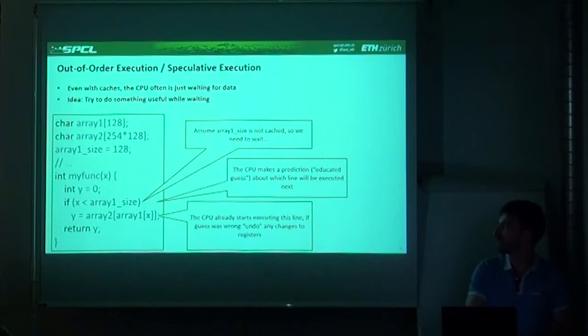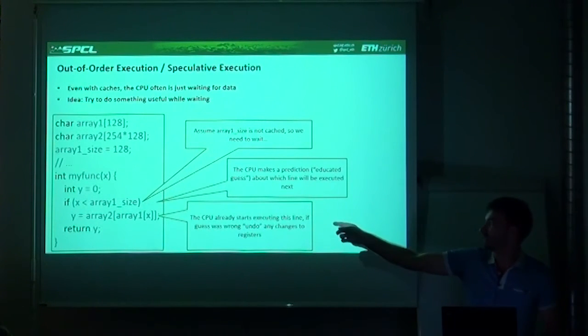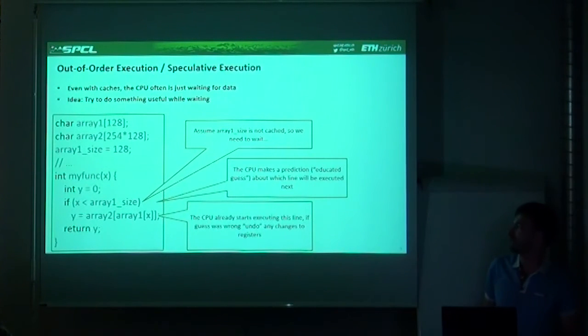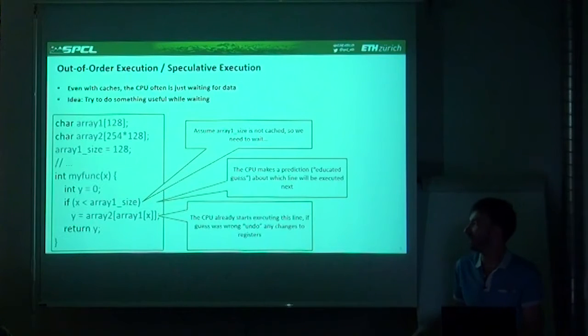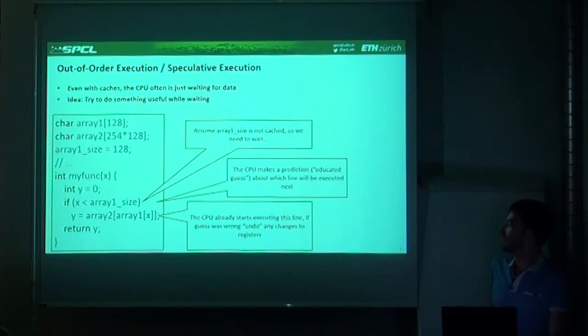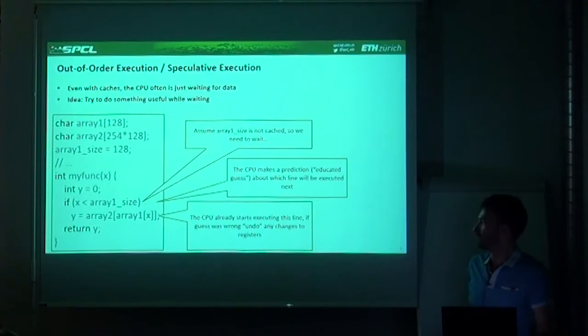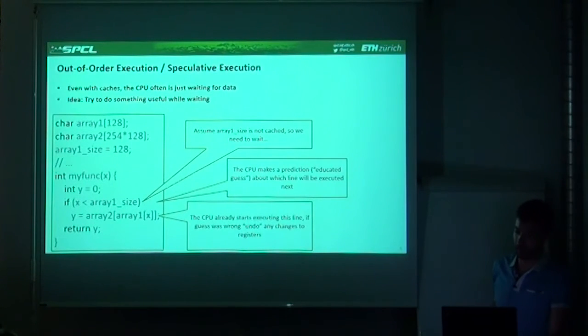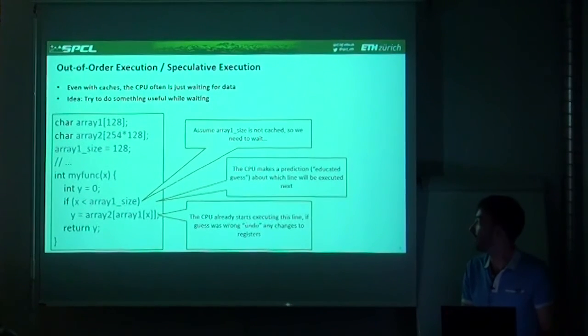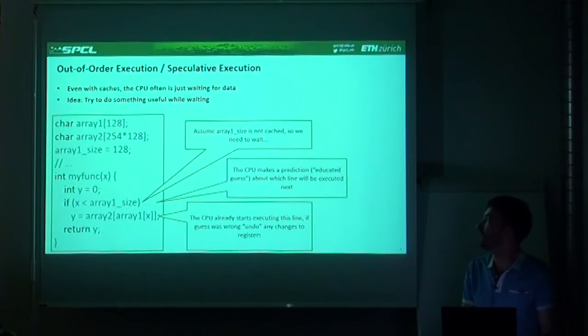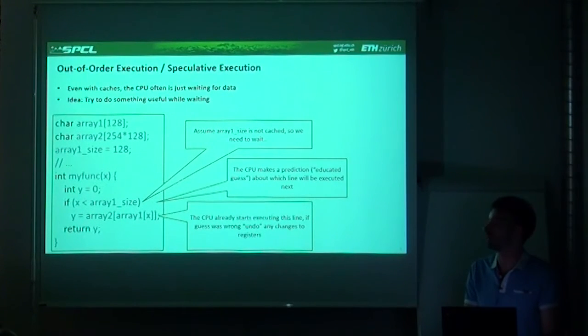So yeah, what the CPU does, it already starts executing this line that accesses first array 1 and then array 2 based on the result, and stores the result in Y. And if the guess was wrong, we can just undo any changes we did while we were doing this. So this is the cool idea about out-of-order execution or speculative execution.